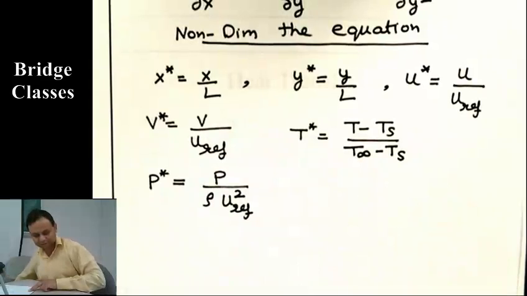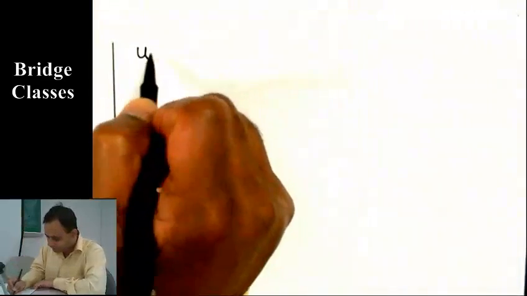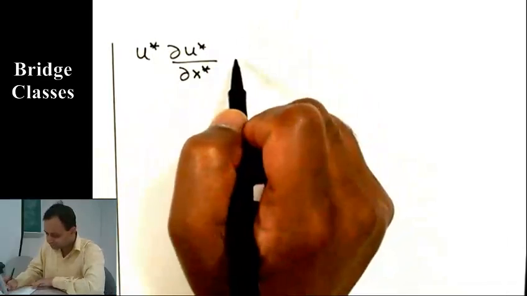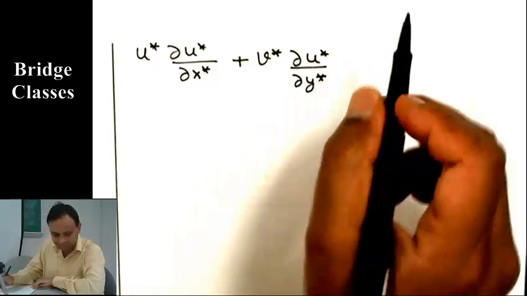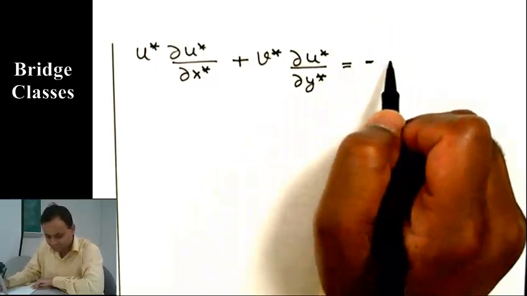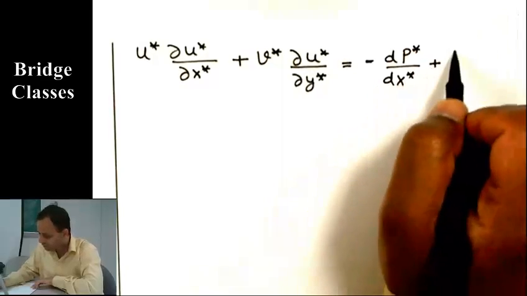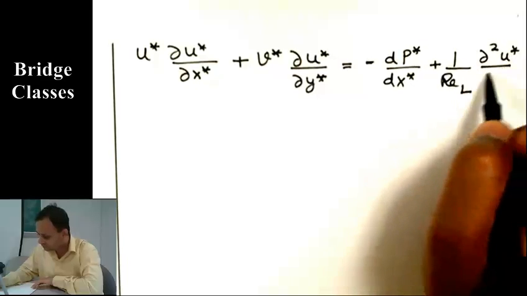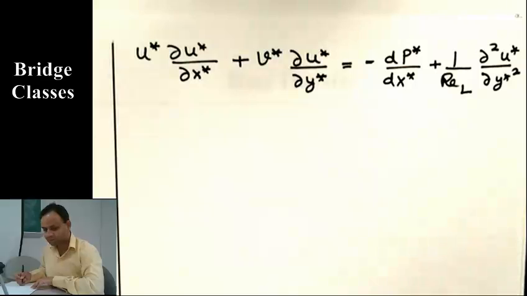But the equation that we get is u star del u star over del x star plus v star del u star over del y star equals negative dp star over dx star plus 1 over Reynolds number based on L times del square u star over del y star square. Okay. So that is the x momentum equation.